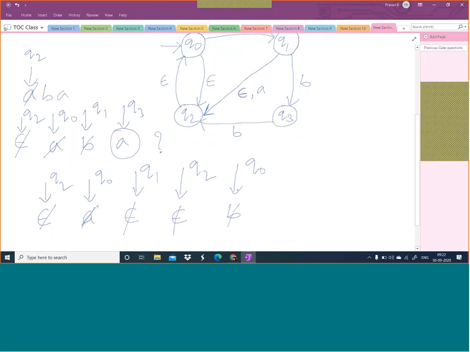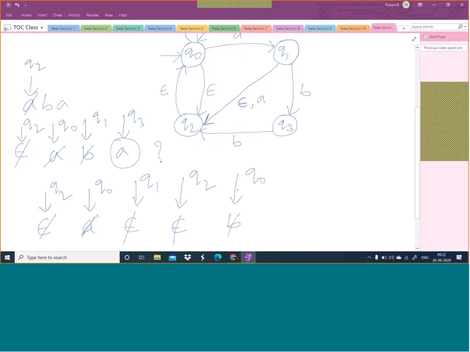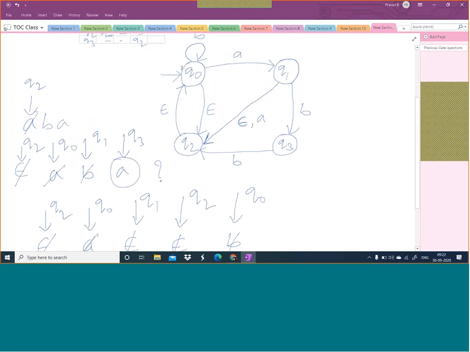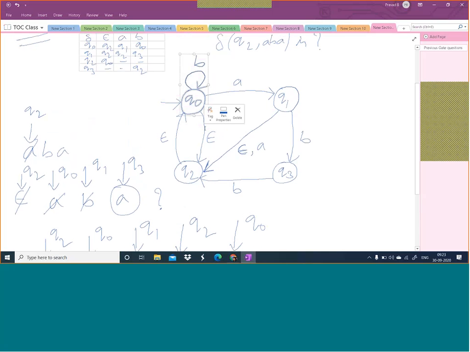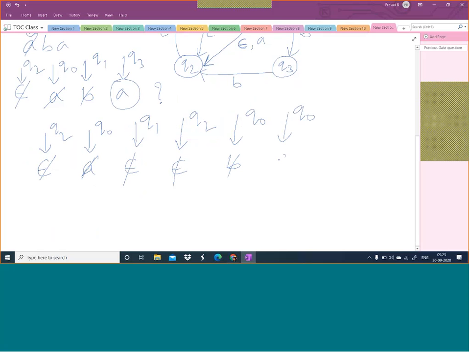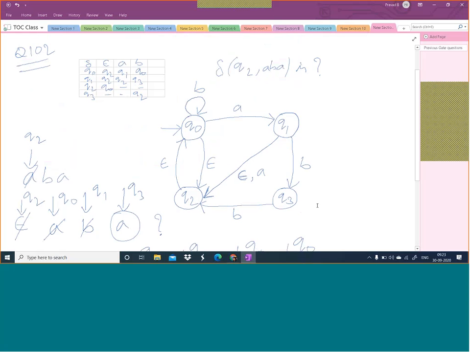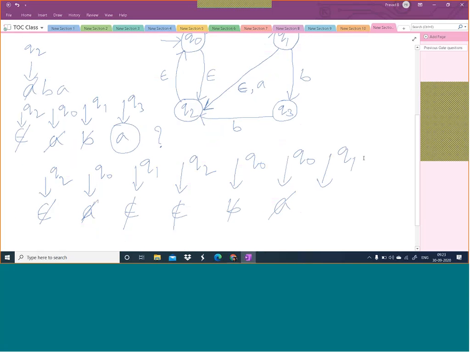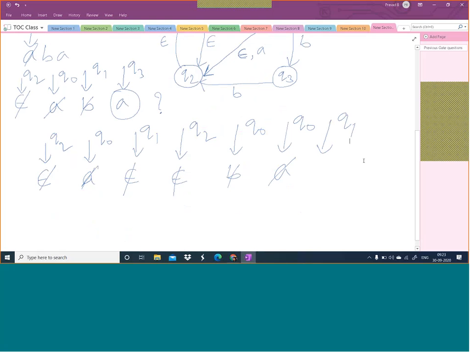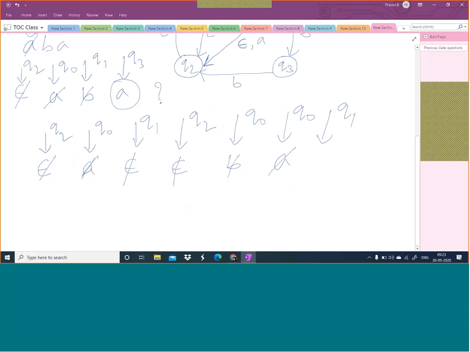Now in Q0, it takes the B. See, B, it is defined here. Q0 on B, it will be Q0. So Q0 on B, it will be in the same state. Now Q0 on A, it is different. Q0 on A, it comes to Q1. So Q0 on A, finally it reaches Q1. So the machine can stop in Q1. Are you following? The machine can stop in Q1.